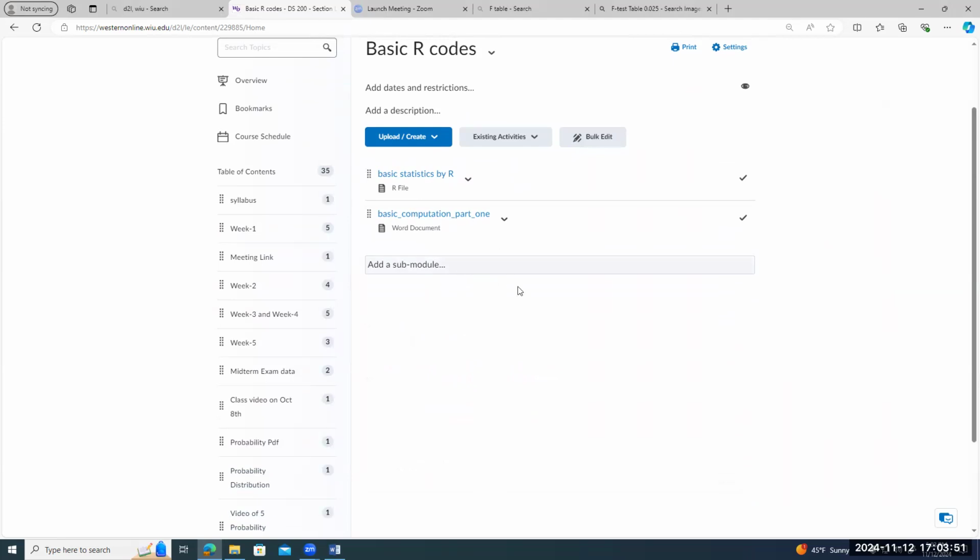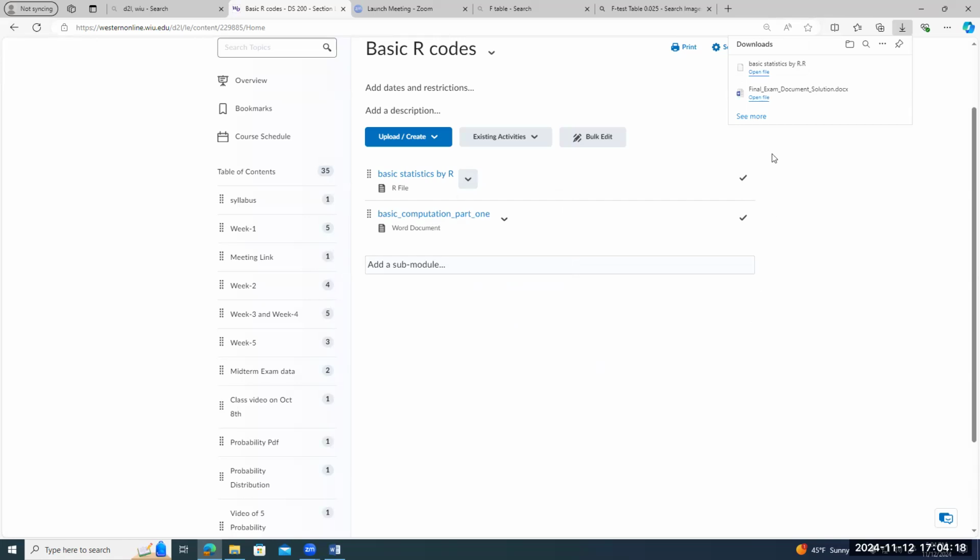So go to the Western Online, download these two things somewhere in your computer, or at least download this one, basic statistics R. Download this, okay? Go to the Western Online, download this. This is bonus materials I'm teaching you, okay? So go to the Western Online, download these things. I have downloaded these things, okay?